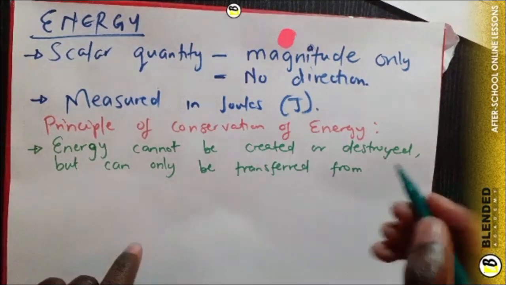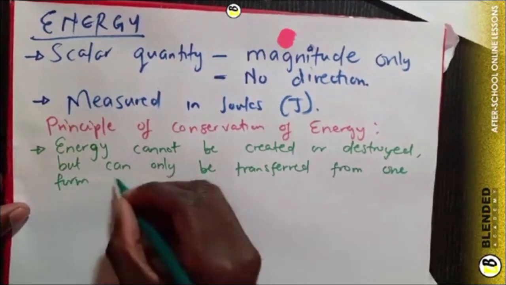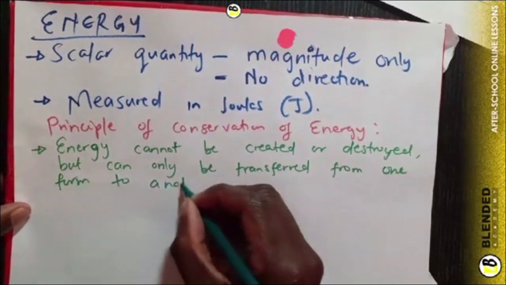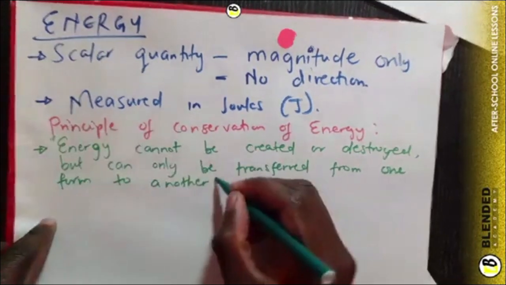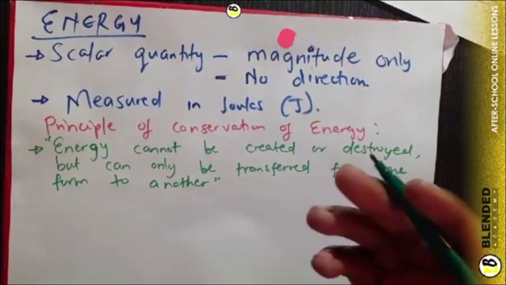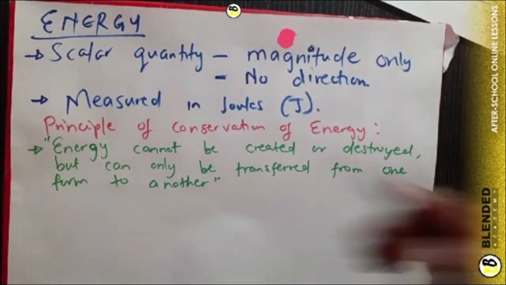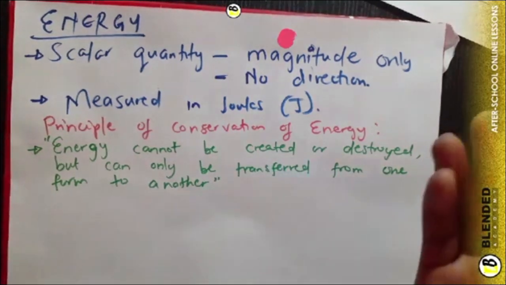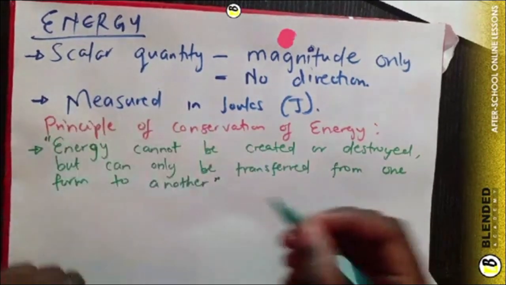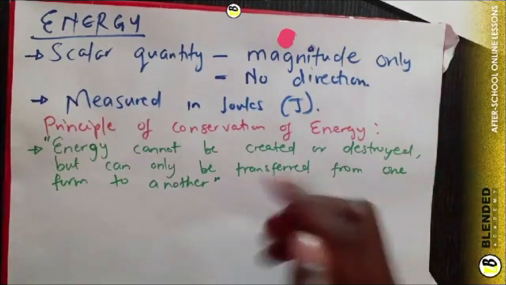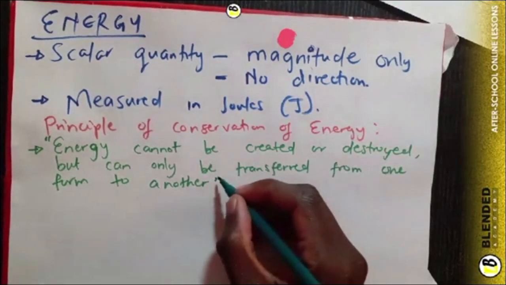So it can only be transferred from one form to another. For example, you can transfer kinetic energy into potential energy, or potential energy into kinetic energy, and vice versa. You understand? So you can do that. And also kinetic energy into heat and all that. So you can only transfer energy; you can't create it or destroy it. All right?